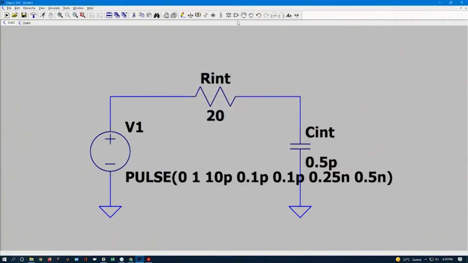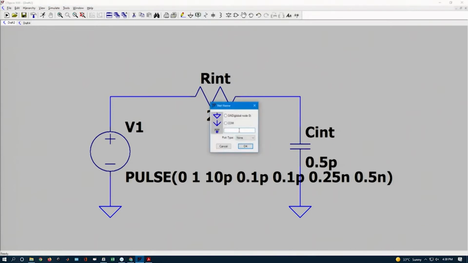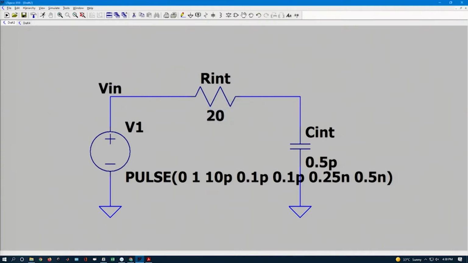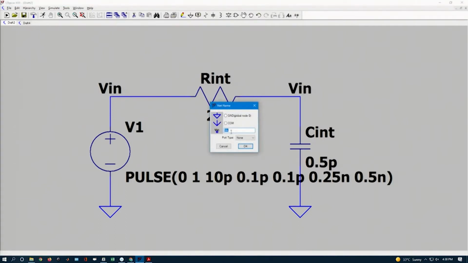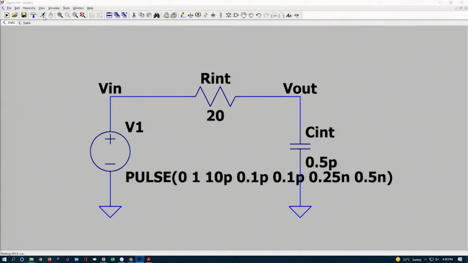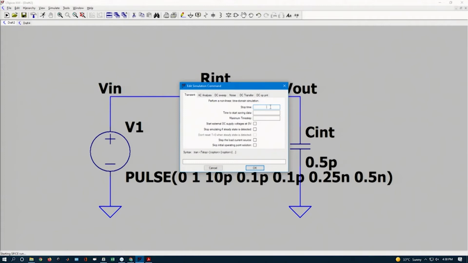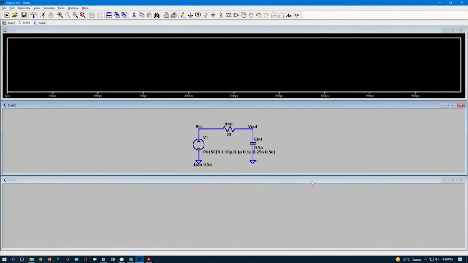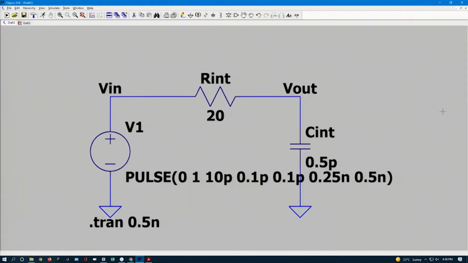It is good practice to also label your key points where you want to look at the voltages. So, let me create a label for this point. This is V in, and this is V out. Then I am all set to simulate it. When I simulate it for the first time, it will ask me the stop time. So, maybe I can put it as 0.5 nanoseconds as well. Yeah. So, this is my circuit.